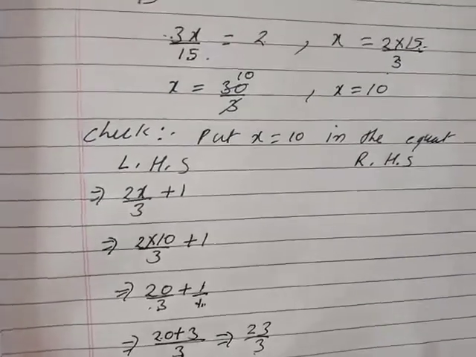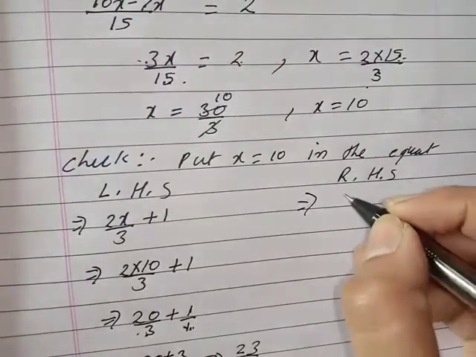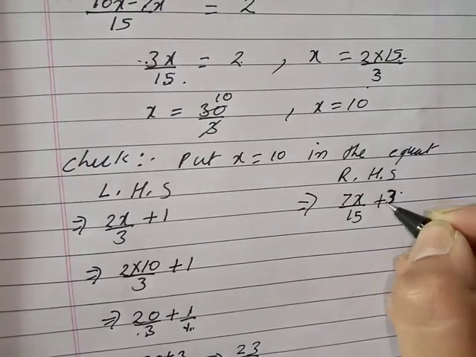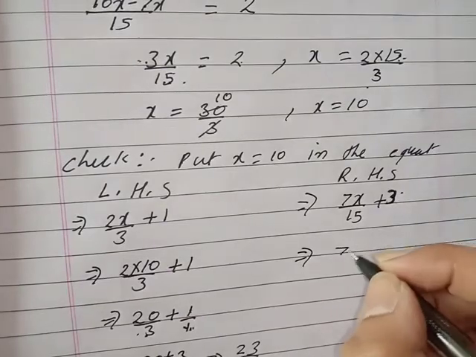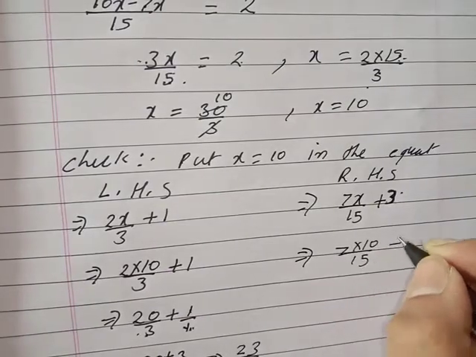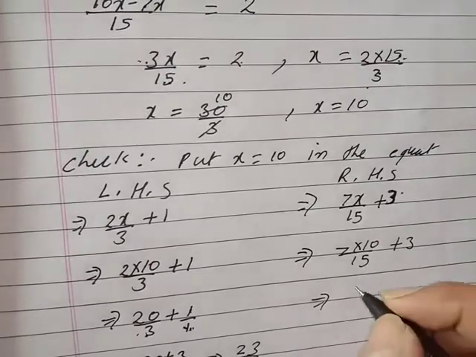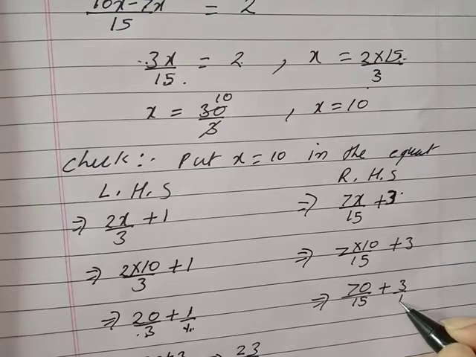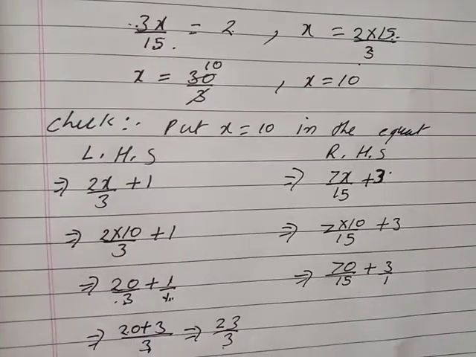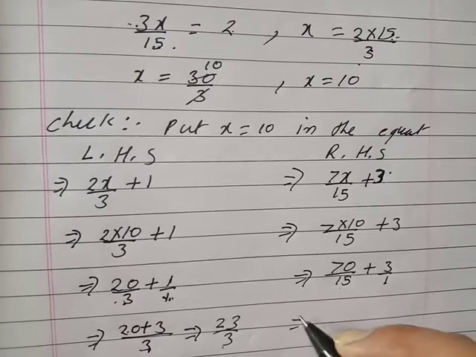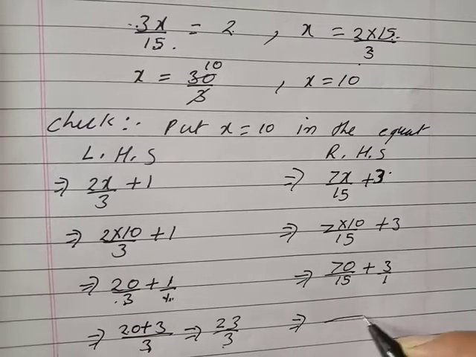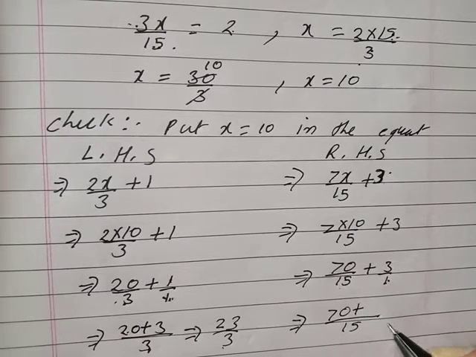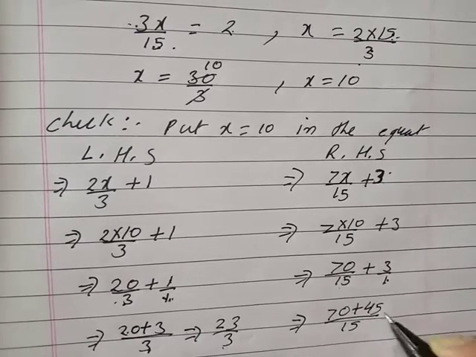Now we'll solve the RHS side. So RHS is 7x upon 15 plus 3. Put x equal 10. So 7 into 10 upon 15 plus 3. 7 into 10 is 70 upon 15, plus 3. In 3 there is no denominator, so there is always 1. So what is the LCM here? 15. So 70, what will multiply in 1 to get the product 15, which is 15. So 15 into 3 is 45.